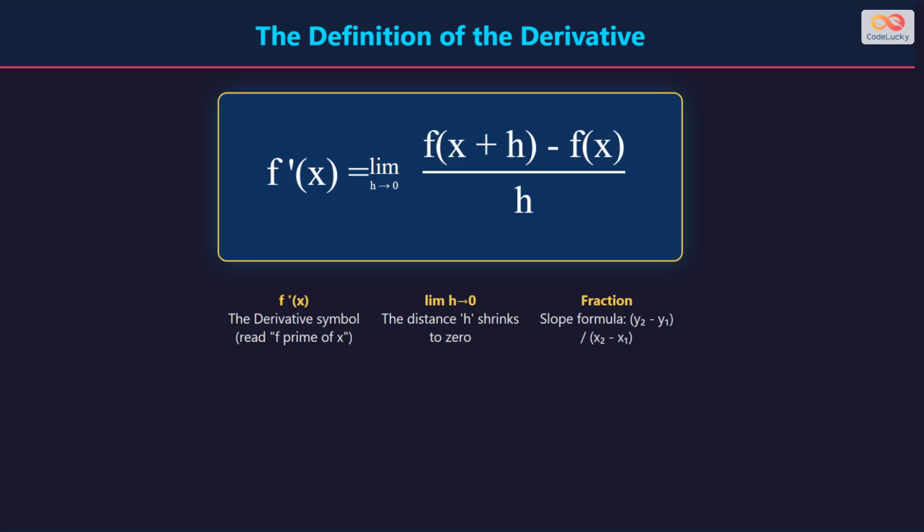This leads us to the formal definition formula. The derivative, f prime of x, is equal to the limit as h approaches zero of the fraction, f of x plus h minus f of x, all divided by h. This fraction is just the slope formula, rise over run.